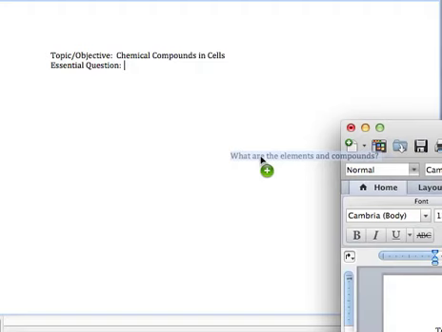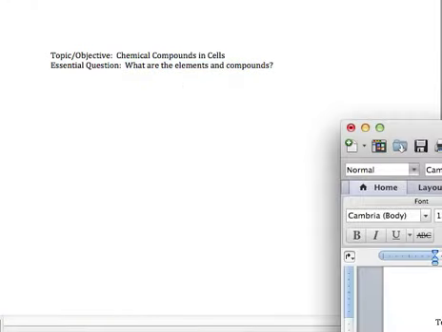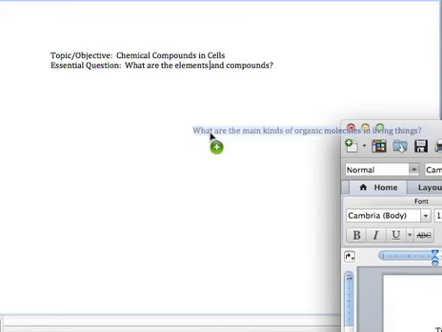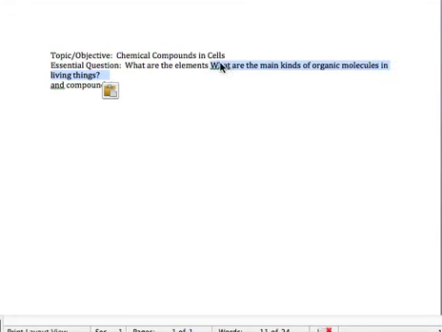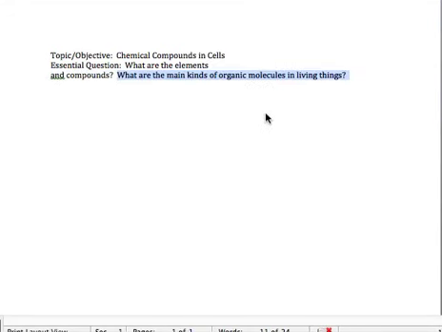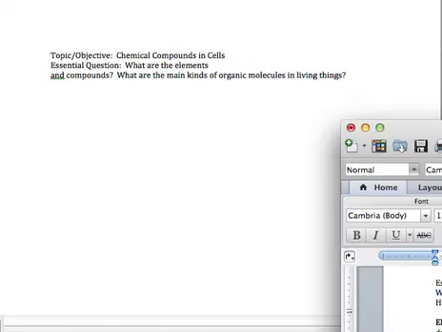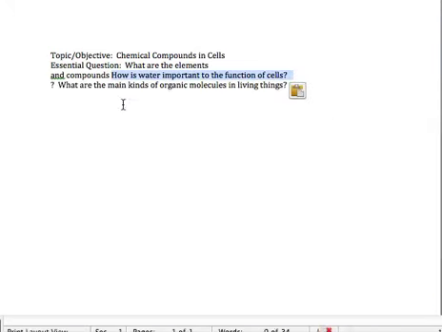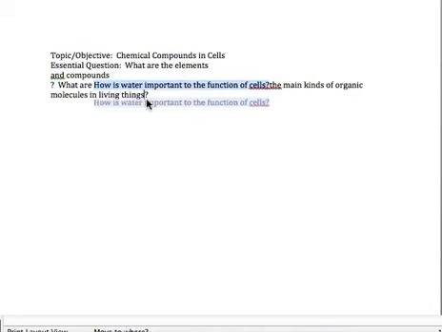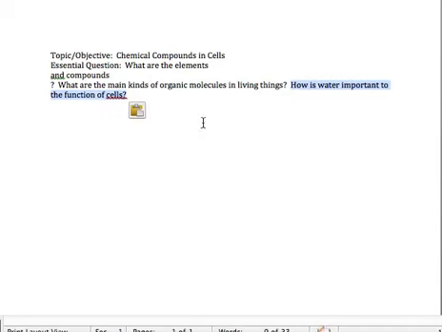The first essential question is, what are the elements and compounds? What is an element and what is a compound? How are they different? The second essential question is, what are the main kinds of organic molecules in living things? And the third essential question we'll be looking at today is, how is water important to the function of cells? I'm sorry, my formatting is off here. How is water important to the function of cells?